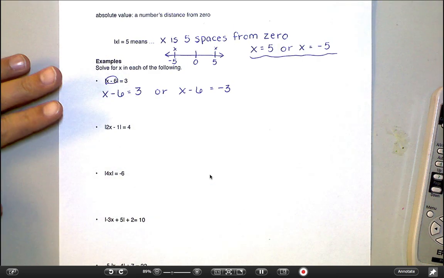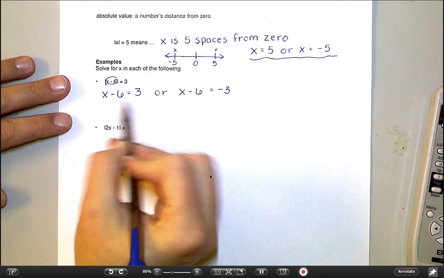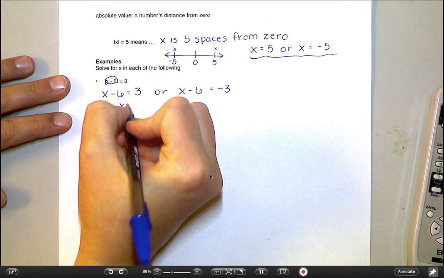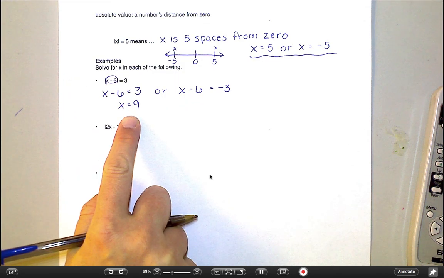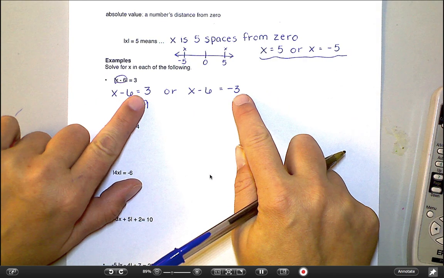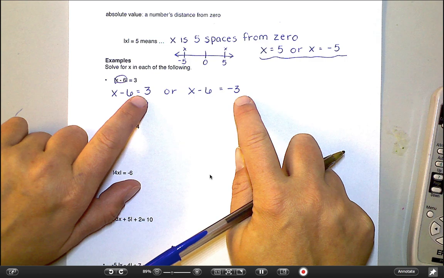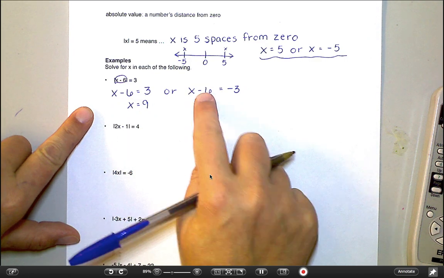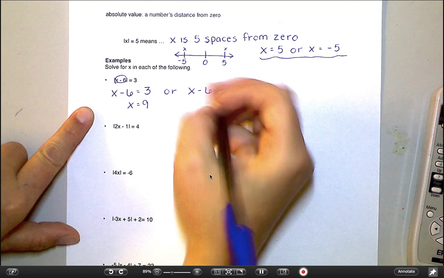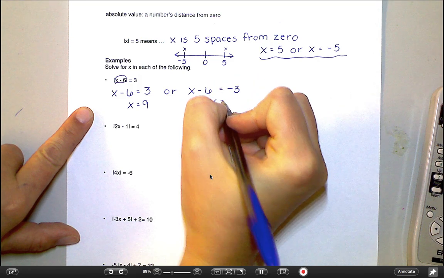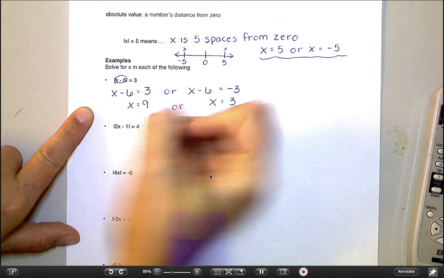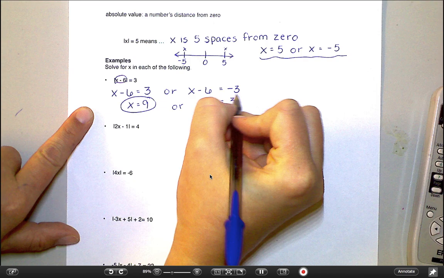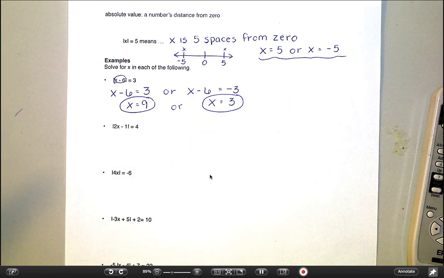Now I have to solve those two things separately. It's easy to solve. I just add 6 to the other side, so I get x equals 9. But some people like to solve just that one and then slap a plus or minus in front of their answer. That's not where the plus or minus comes in. The plus or minus comes in by setting up these two equations, but then you have to solve them separately. So on this one, when I add 6 to the other side, I don't get 9. I get, let's see, negative 3 plus 6 would be positive 3. And then these are my two answers, and I do have to have both of those for this to be considered correct.